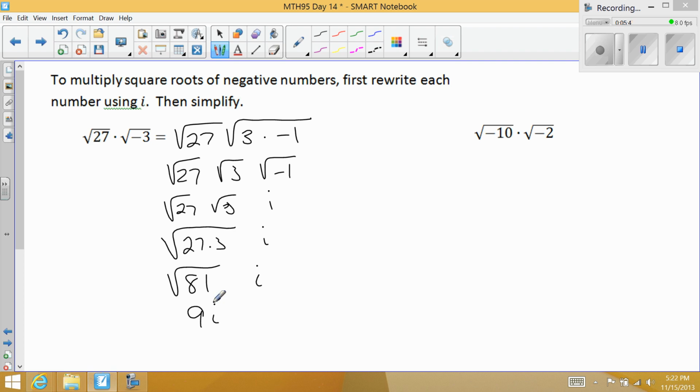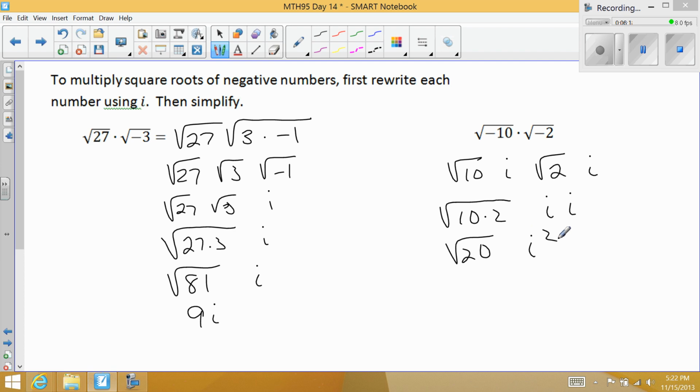So using the shortcut on this one here, square root of negative 10 is going to be the square root of 10 times i. Square root of negative 2 would be the square root of 2 times i. So again, losing the negative inside the radical, tacking on the i. Saves us a little bit of writing. Then we can combine our real parts and our non-real parts. So we've got a square root of 10 times 2, and we've got an i times i. This gives us a square root of 20 and i squared.